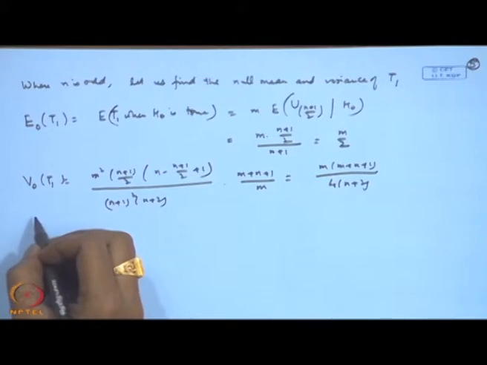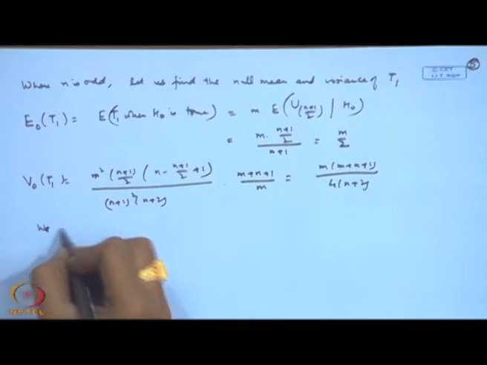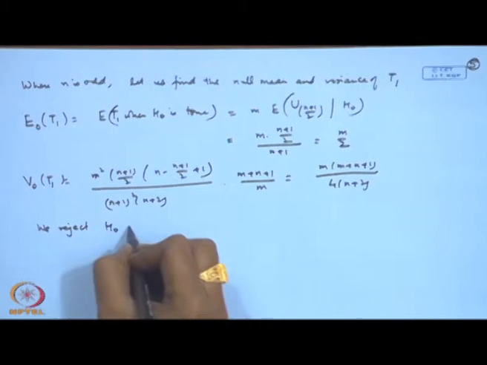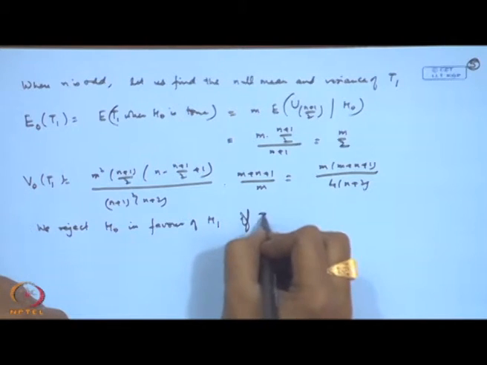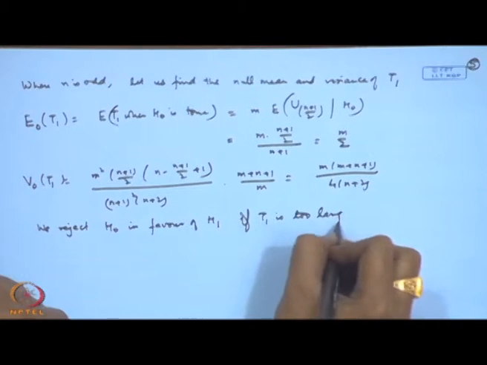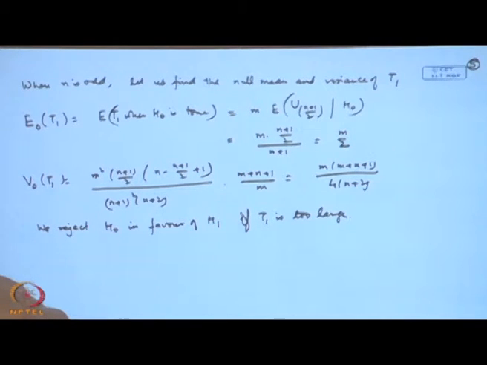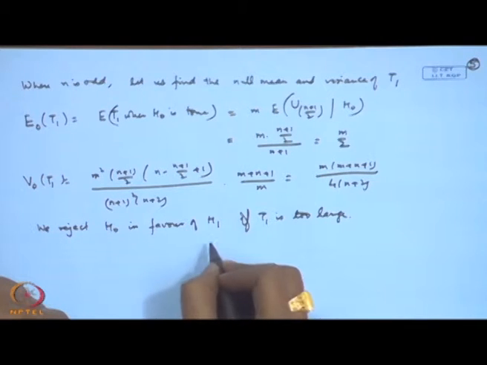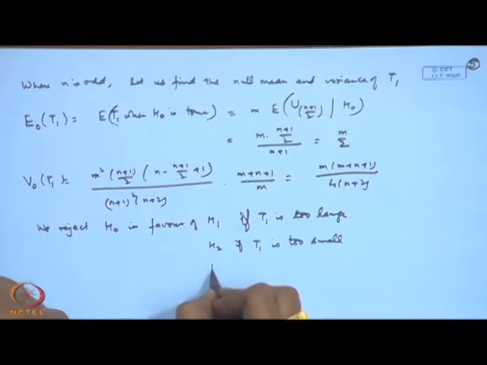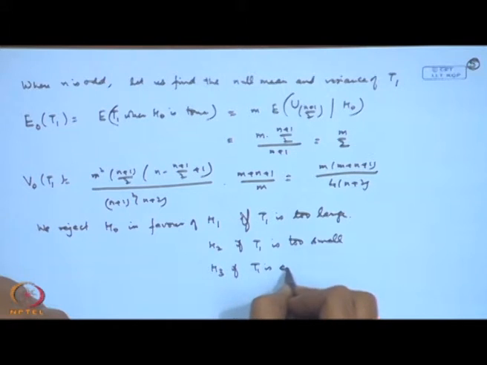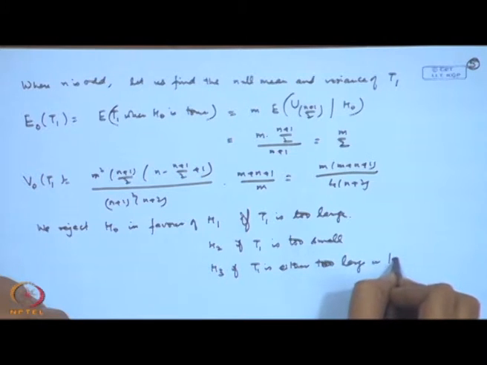So, we can consider say we reject H naught in favor of H1 if T1 is too large, and we can also define the reverse of this, that is in favor of H2 if T1 is too small, and in favor of H3 if T1 is either too large or too small.